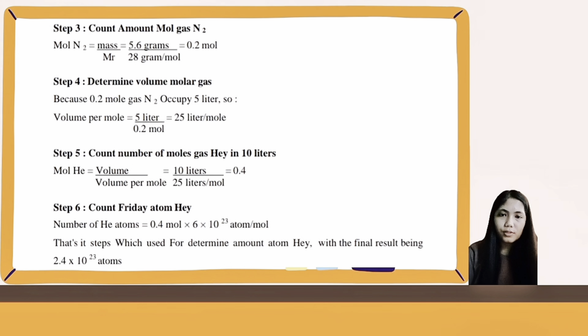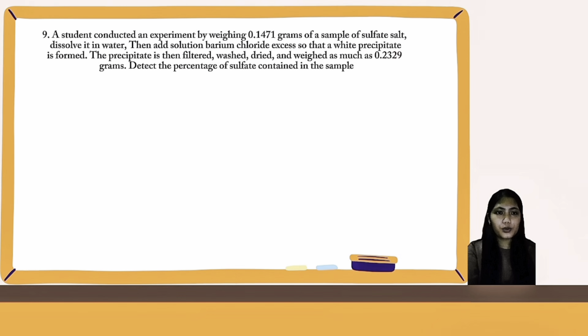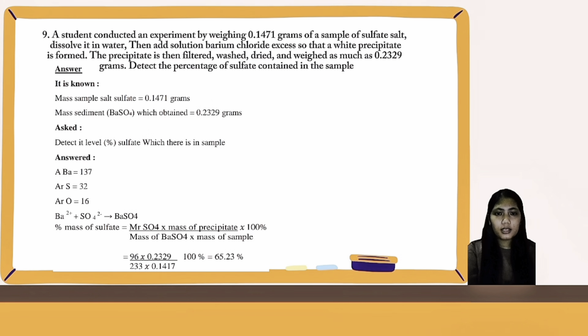the power 23 atoms. Next, in this question, we are asked to determine the percentage of sulfate contained in the sample. Answer: the mass of the sample is given, the mass of sulfate is 0.1471 grams, and the mass of precipitate obtained is 0.2329 grams. We are asked to determine the percentage of sulfate in the sample. Answer: Ar Ba is 137, Ar S is 32, Ar O is 16.